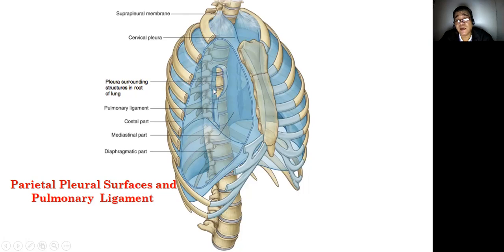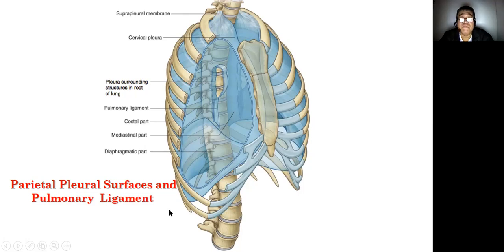The root of the lung, by the way, is that portion that contains the blood supply, venous drainage, as well as the airways of the lungs. It is actually a bundle of structures made up of the bronchus, the pulmonary artery, pulmonary vein, and the bronchial artery, and they are wrapped by a layer of parietal pleura, and that bundle of structures is known as the root of the lungs.